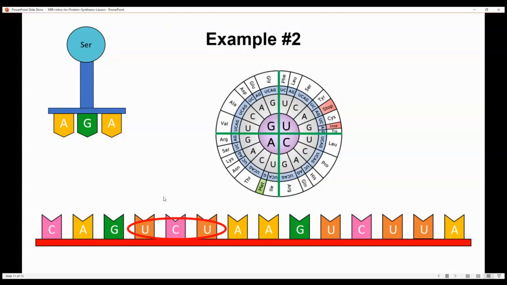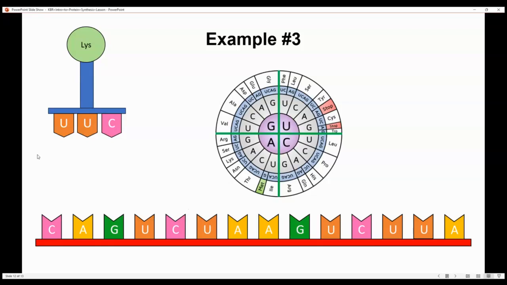So now we find these codons, UCU, on the codon wheel. We start off with the inner, and we work our way to the outer. We're going to find the U, and there it is. Now let's look for the C. It's right there. And now for the U, right there, and the amino acid is serine.